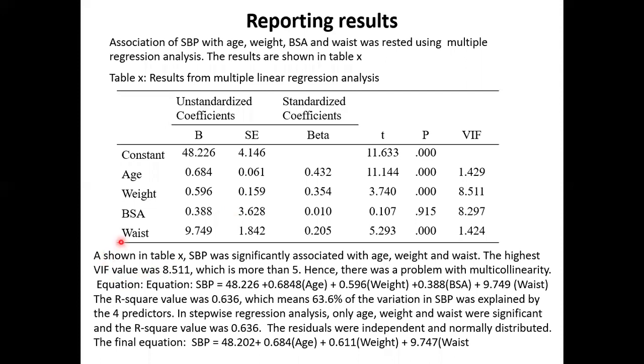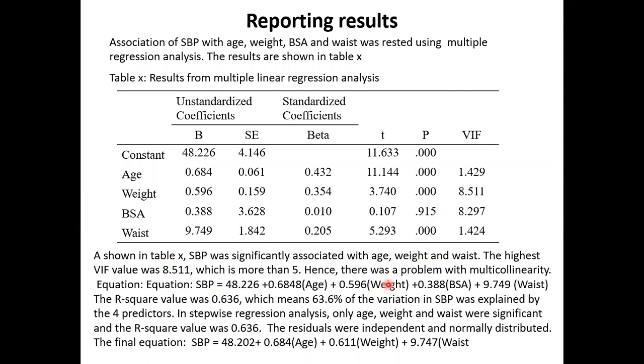As shown in table X, SBP is associated with age, waist, and weight, right? Based on the p-values, 1, 2, and 3. The highest VIF is 8.51, which is more than 5. There is a problem of multicollinearity. With this, I write the equation.